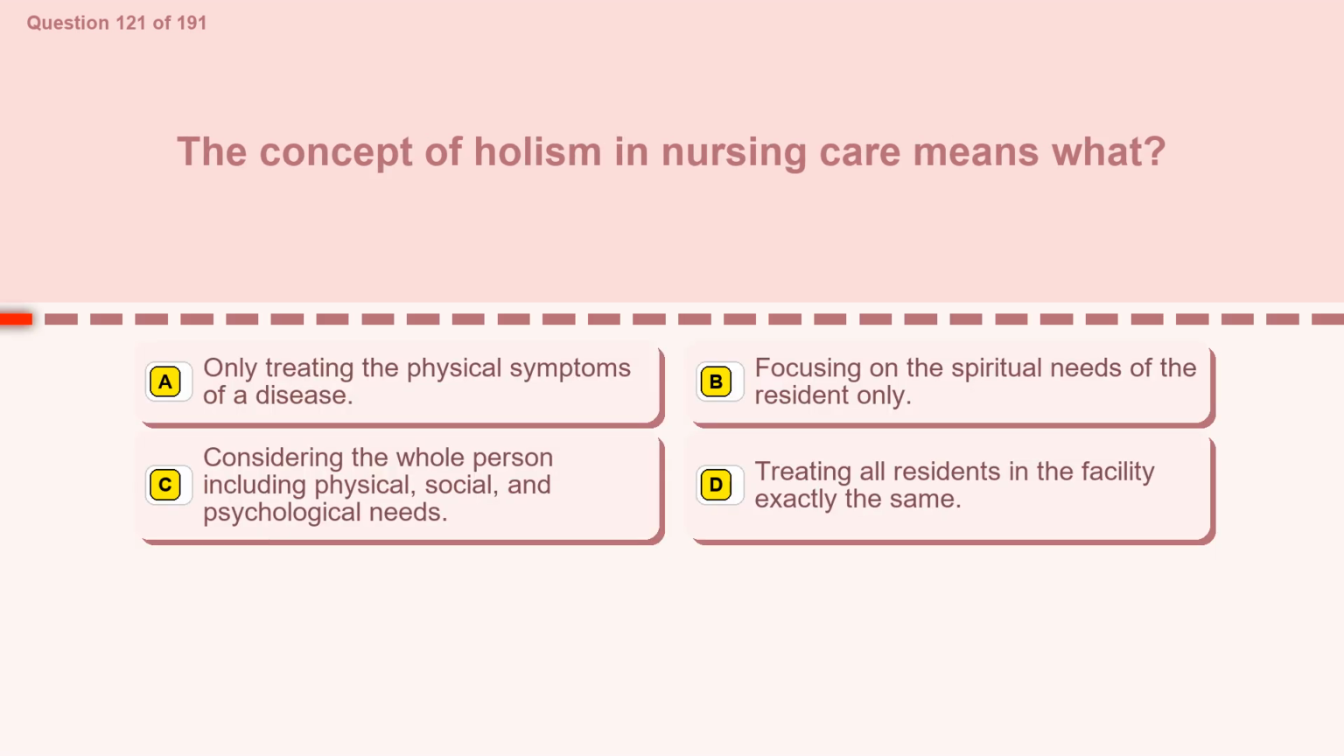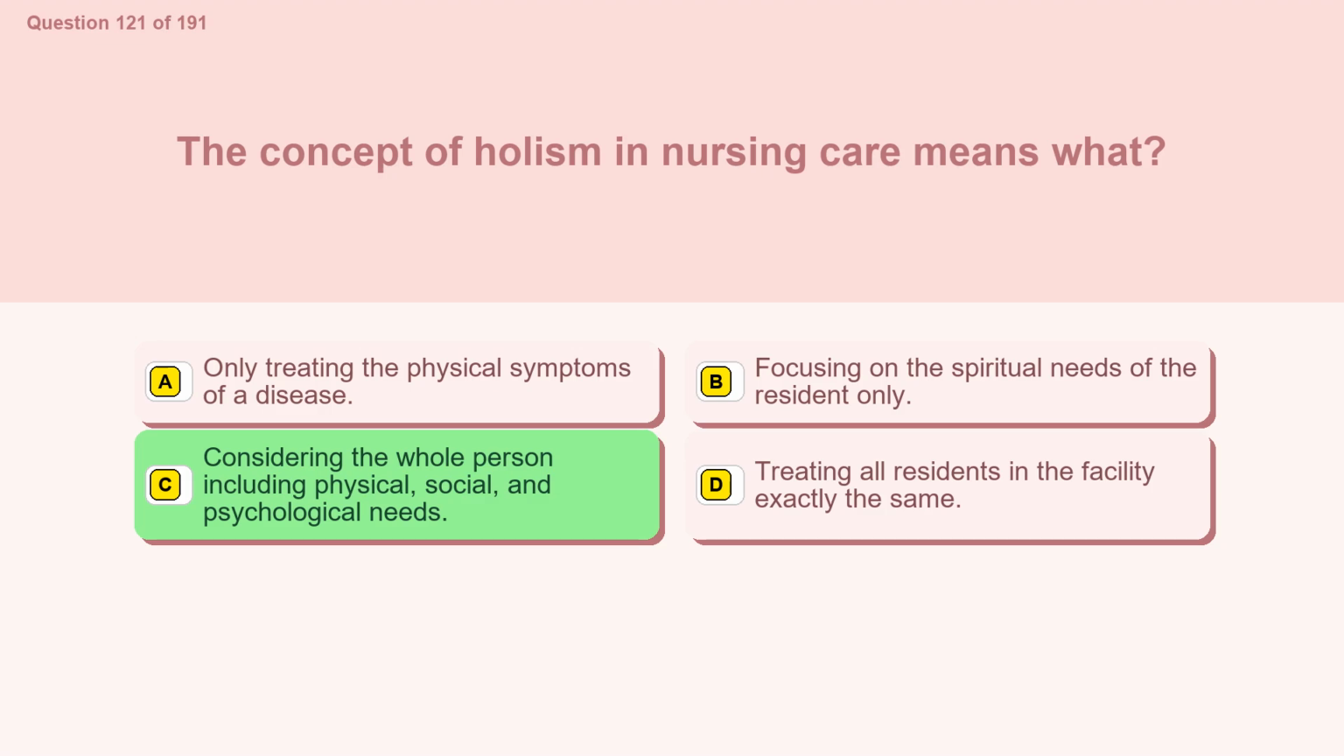Question 121. The concept of holism in nursing care means what? Option A. Only treating the physical symptoms of a disease. Option B. Focusing on the spiritual needs of the resident only. Option C. Considering the whole person including physical, social, and psychological needs. Option D. Treating all residents in the facility exactly the same.